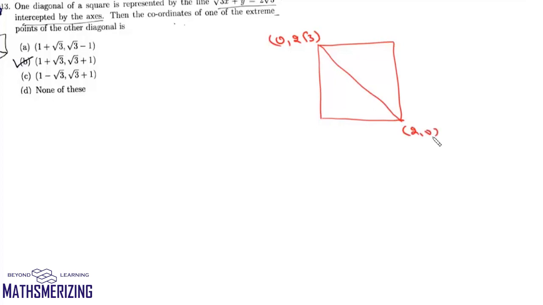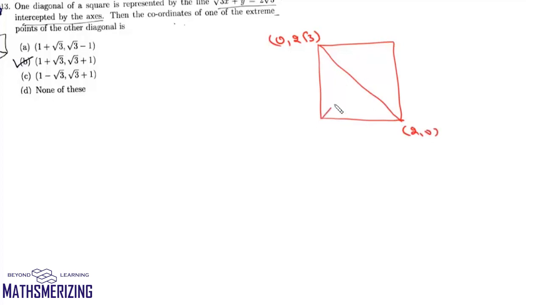Now question number 13 is, one of the diagonals of a square is represented by the line intercepted by the axis. So we have this square and two of its vertices are given. So they are intercepts of this line. So we'll put x as 0, we'll get y as 2 root 3. So it will be 0 comma 2 root 3, and this point, now we'll put y as 0, we'll get x as 2. So it will be 2 comma 0.